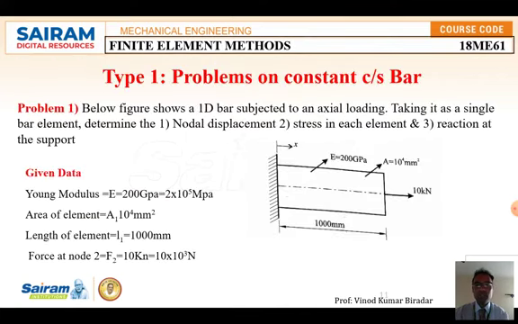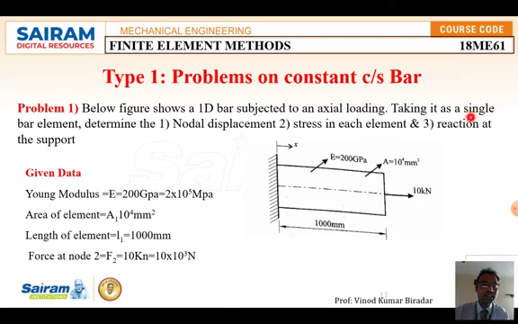Okay, so now we are going to move on to the problem section, that is the first, type 1 problem. So this is a very simple problem. They may ask you an 8 mark question around this. Okay, so problem number 1, that is type 1 problem on a constant cross section bar. Look at this, it is a constant bar section, there is no stepped bar or any 3 stepped bar, nothing. Since it belongs to type 1, number 1, read the problem carefully. So problem number 1: the figure below shows a one dimensional bar subject to an axial loading, taking it as a single element.